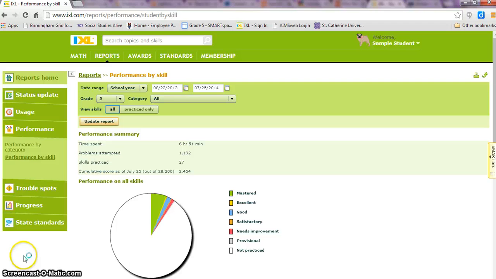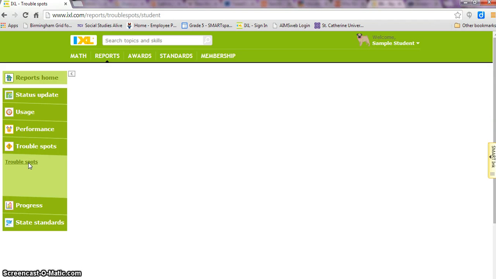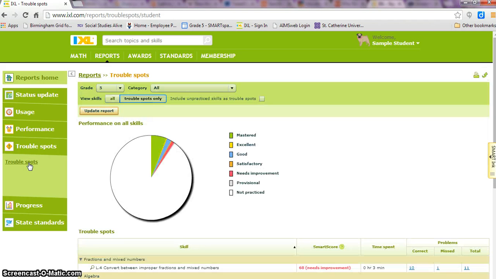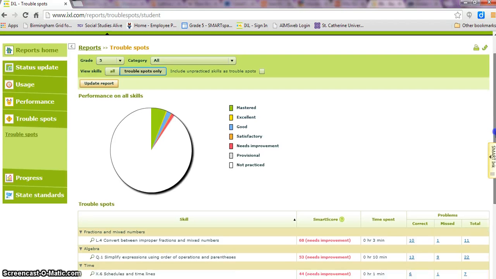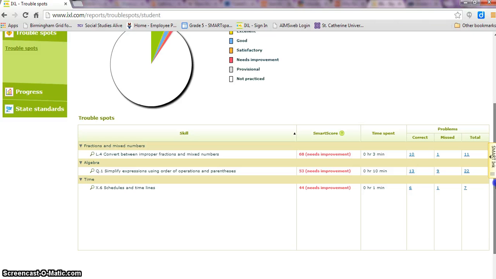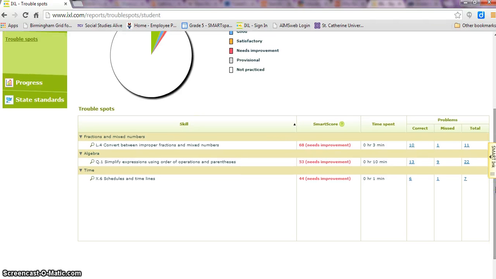The last spot I want to show you is the Trouble Spots tab on the left. This lets us see the skills that are still in the needs improvement range. If we scroll down, we can look at the specific skills that the student needs to practice.